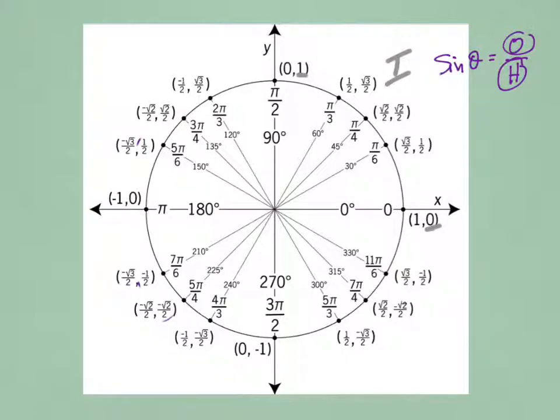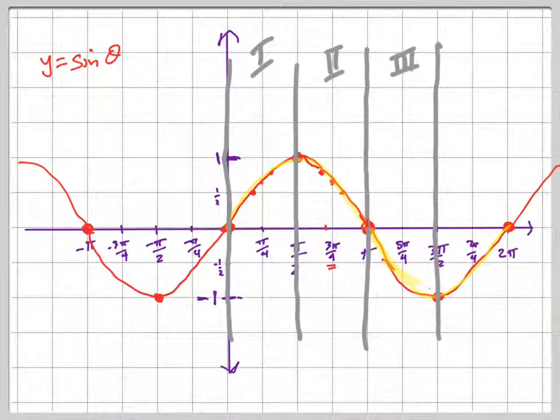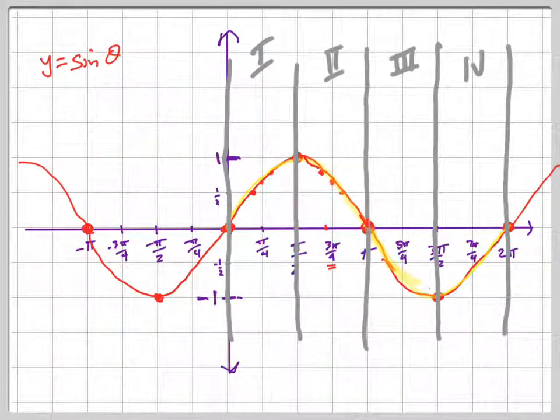And look at my third quadrant down here. What are my sine values in that quadrant? They're all negative. And what are my sine values in the fourth quadrant? Negative, they're also negative. Now, what happens right here? What would this quadrant be?